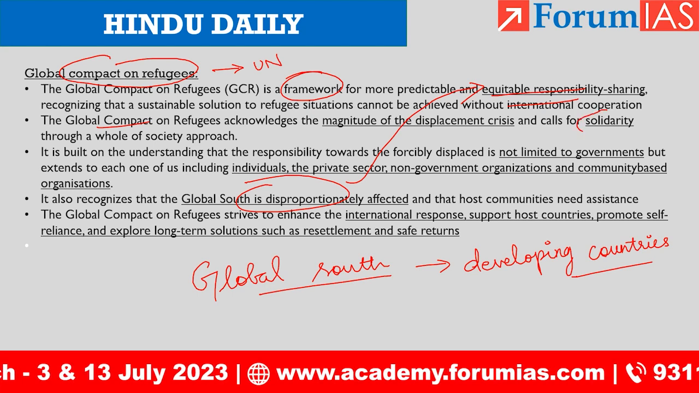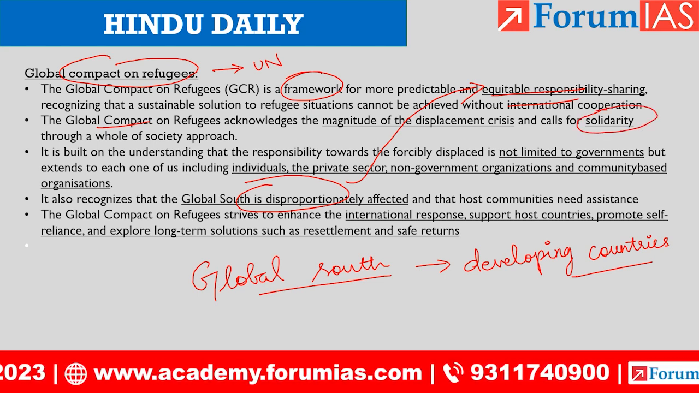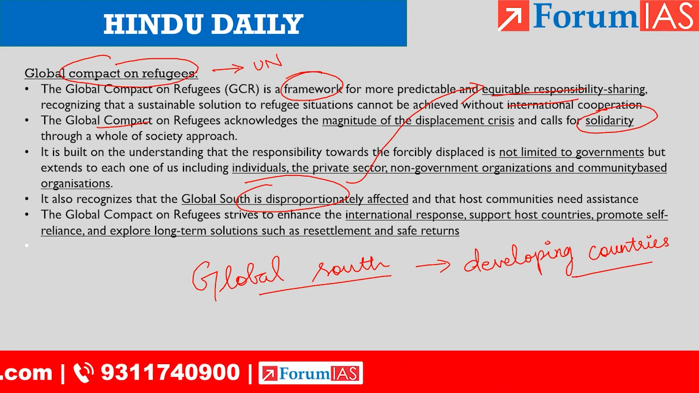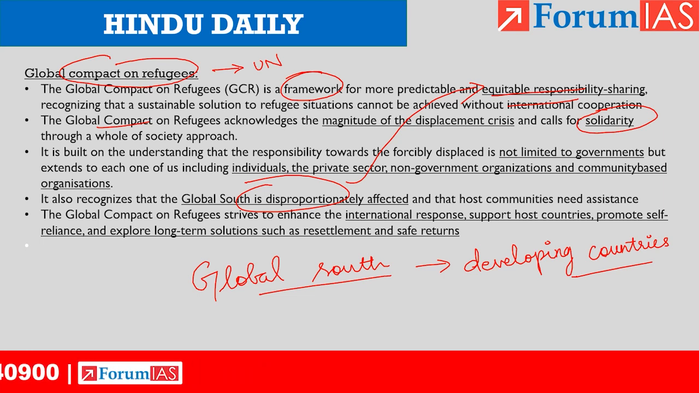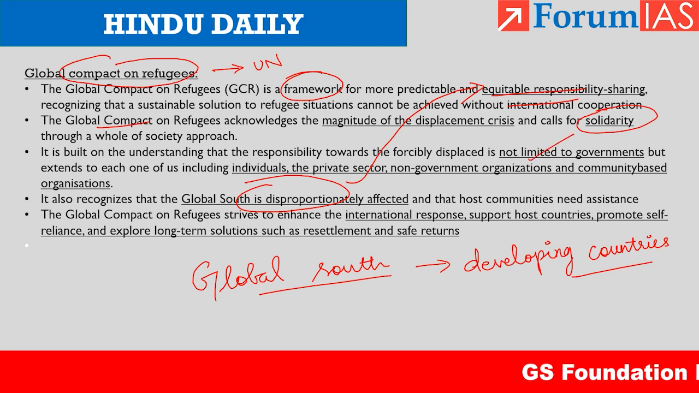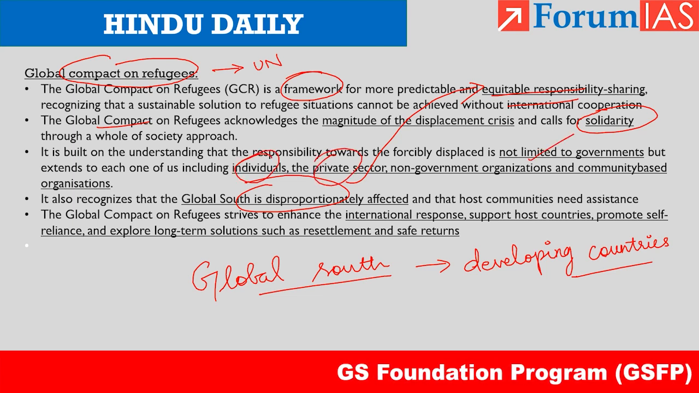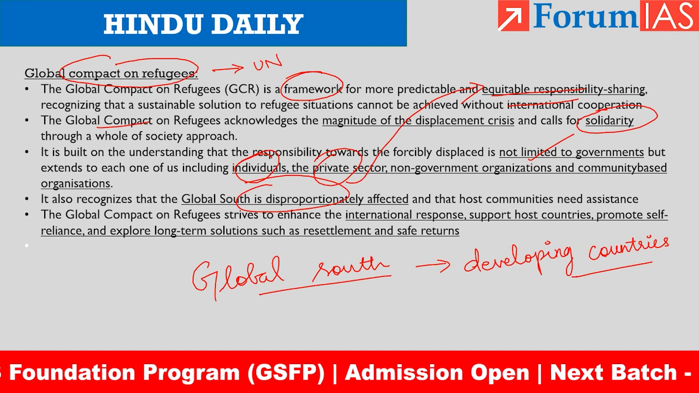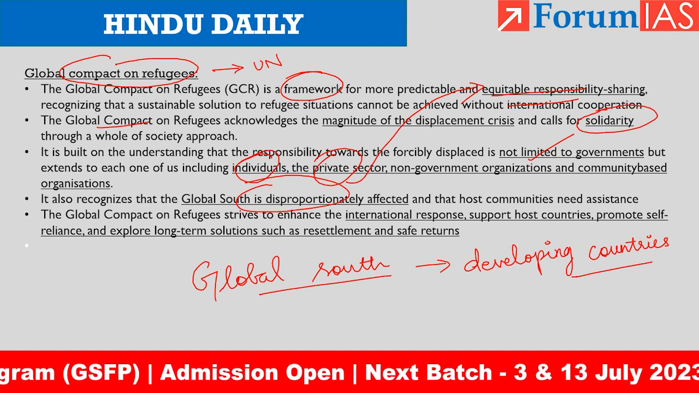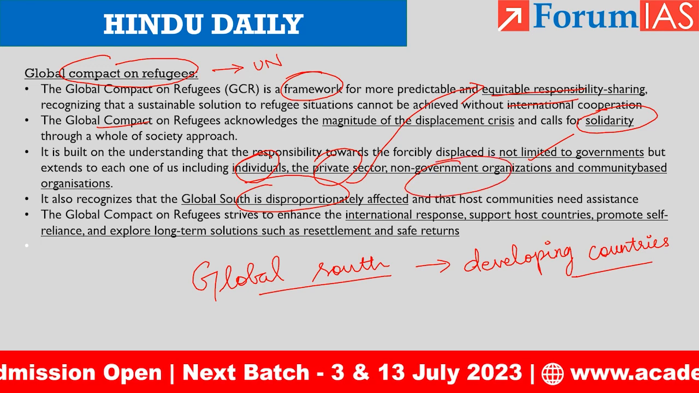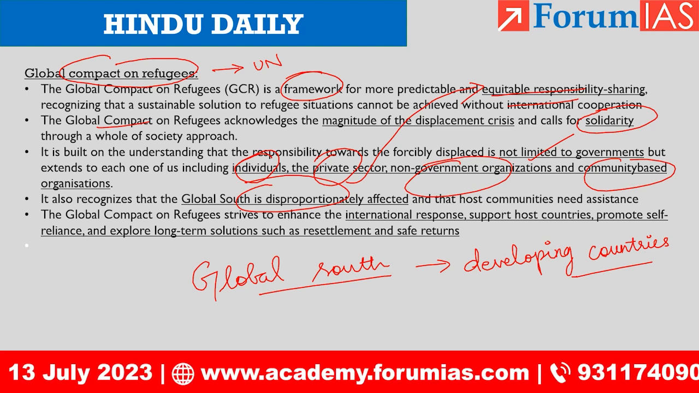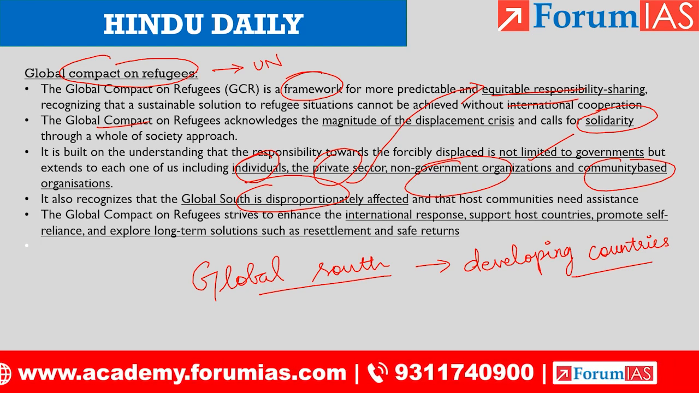So there needs to be solidarity in dealing with this. Not one country should be made to lift all the burden. And this understanding, building this kind of an ecosystem, building this kind of a solidarity is not limited to governments. It is incumbent on individuals, private sector. So for example, if a refugee wants a job, the private sector must have some enabling provisions to accommodate this person. Non-government organizations, community-based organizations, it is the collective responsibility of all these entities, right?